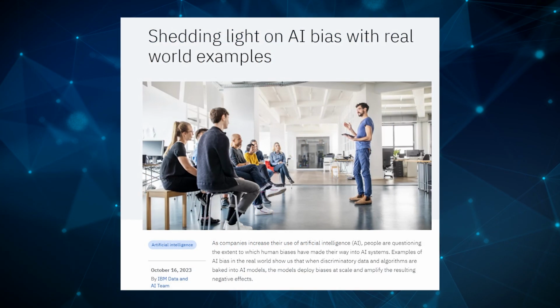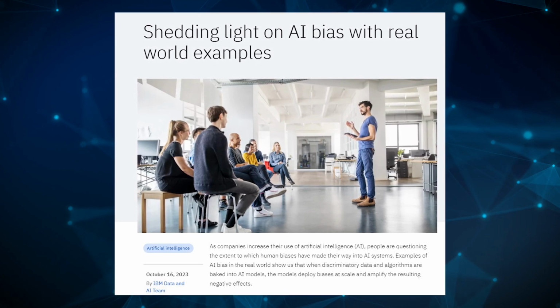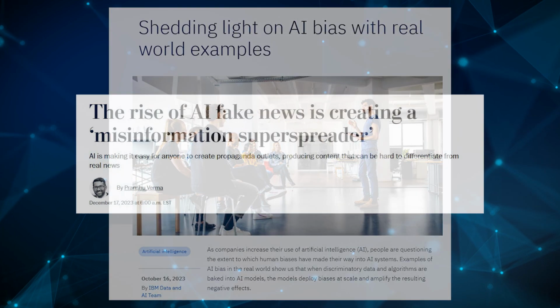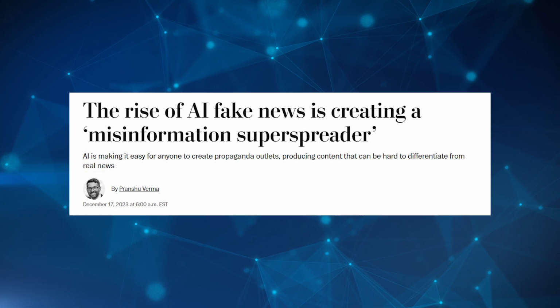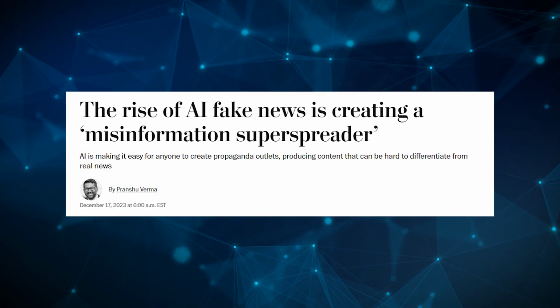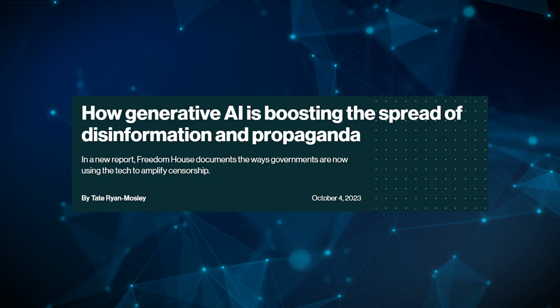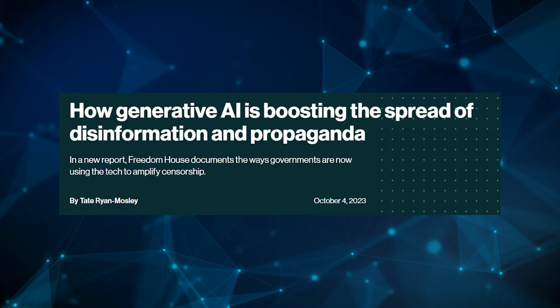Then there's also bias in AI. Data, after all, is cleaned and collected by humans. And depending on the analyst, the data that is fed to the AI may be rife with biases. And then, of course, there's the spread of misinformation. The ability of generative AI to produce realistic yet fabricated content poses significant risks in the spread of misinformation. Despite its capabilities, GenAI has already been boosting the spread of disinformation and propaganda.